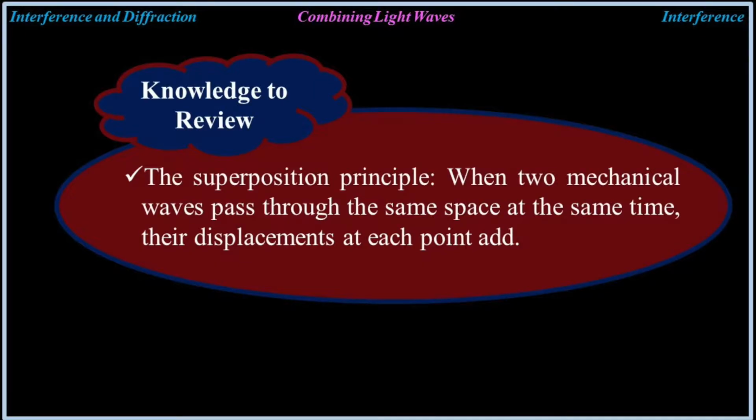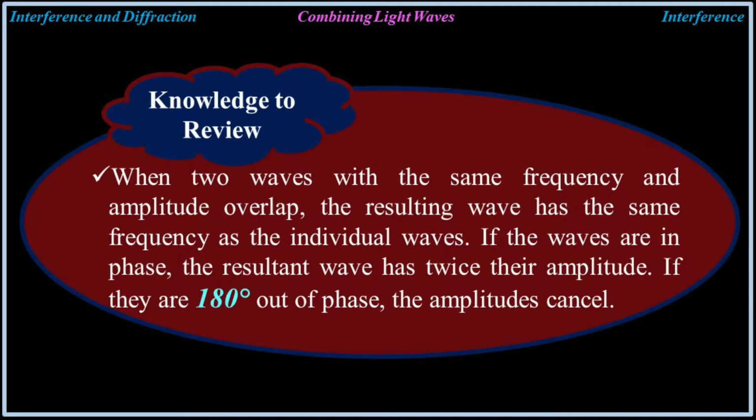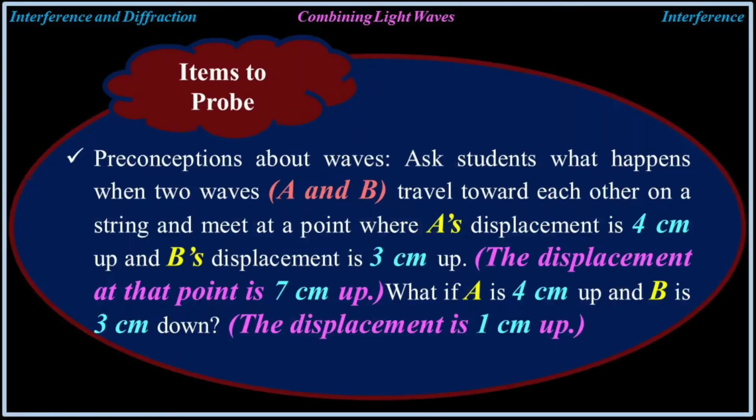The superposition principle: when two mechanical waves pass through the same space at the same time, their displacements at each point add. When two waves with the same frequency and amplitude overlap, the resulting wave has the same frequency as the individual wave. If the waves are in phase, the resultant wave has twice their amplitude. If they are 180 degrees out of phase, the amplitudes cancel.